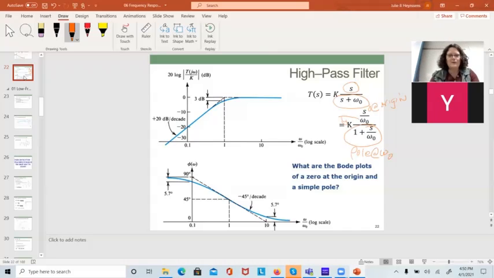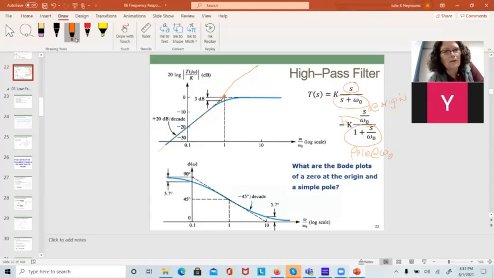And I think we did that. We did this in the 280 lab. The 0 at the origin, if you recall, at omega equals 1, it's at 0 dB. Yeah, they really did this. And so it has a Bode plot that looks like this. There's just a straight line going up. It has a slope of 20 dB per decade, and it passes through 0 dB at omega equals 1.